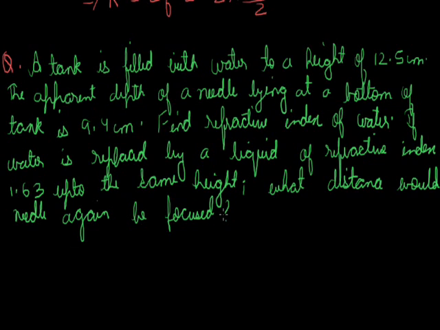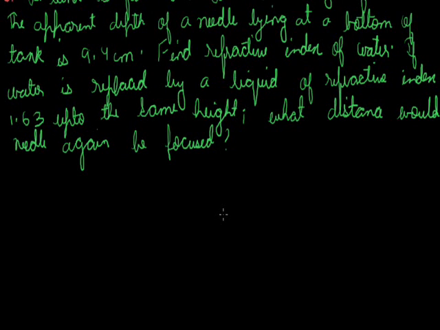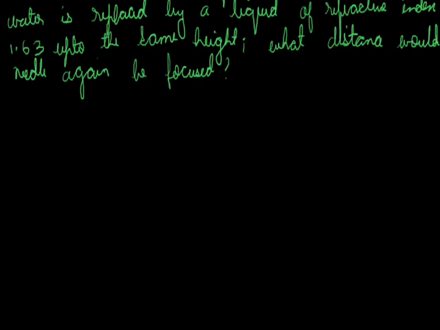Now this is our question. In this question, there is a tank having water up to some height, and a needle lying at the bottom of the tank. We are given the apparent depth, and we have to evaluate the refractive index of water. In the second part, water is replaced by some liquid, so we know the refractive index of the liquid. Now we want to evaluate the apparent depth, that is, at what height the needle will appear to us.